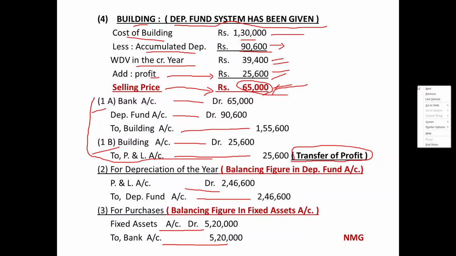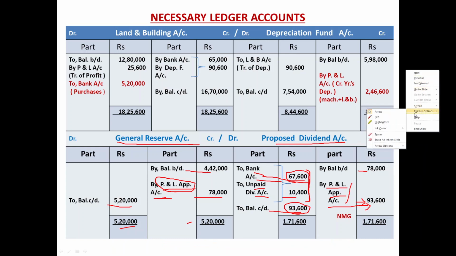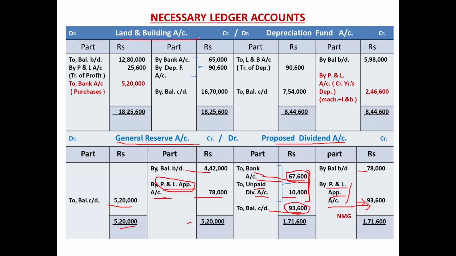Fixed assets account and depreciation fund account. Land and building account, opening balance 12,80,000, closing balance 16,70,000. First journal entry: bank debited 65,000, depreciation fund account debited 90,600. This is the depreciation fund account, debit 90,600. To land and building account credited 1,55,600. Total of these two. Opposite narration, opposite amount: by bank, by depreciation fund.